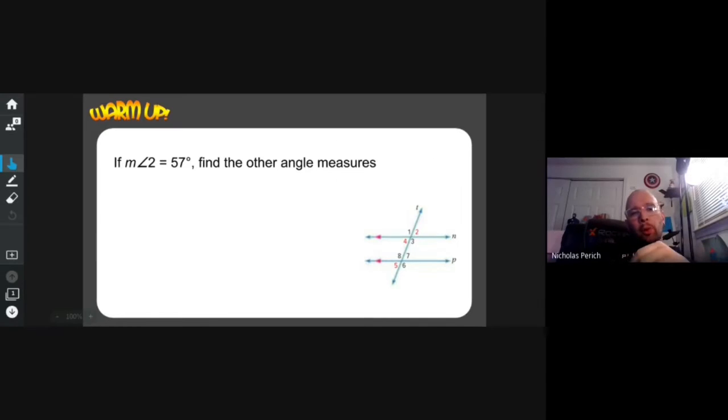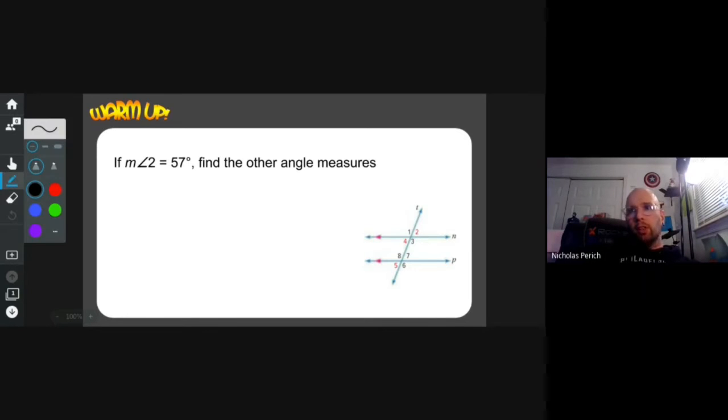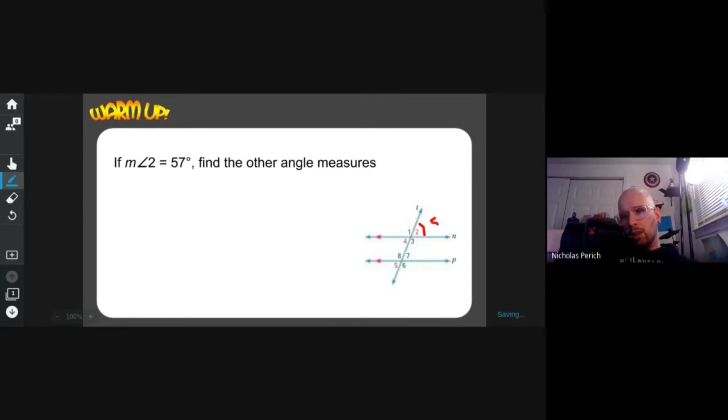As you learned from the previous lesson, if I give you one of these, it's easy to find the rest. So let's do that right now. You are 57 degrees, which means either unmute yourself and type it out in the chat. Which other ones are 57 degrees?